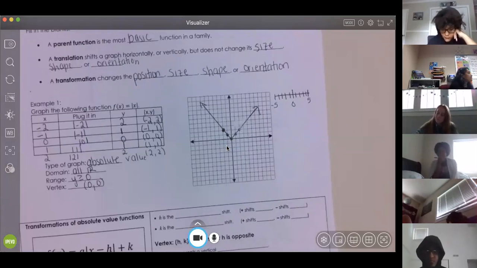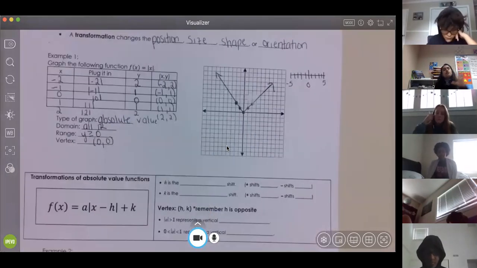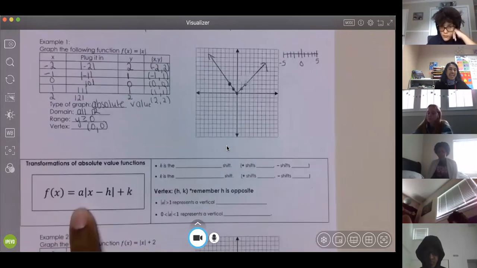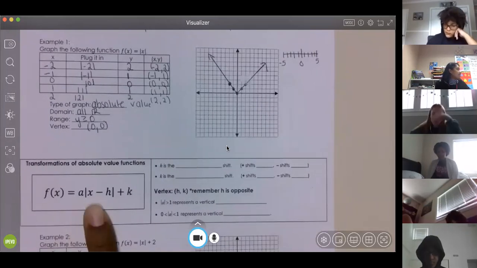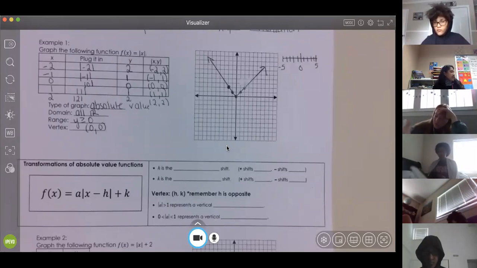All right, so that's your parent function, but like I said earlier, we're not just gonna stop at the parent function, we're actually going to translate the parent function today. So that means we're gonna move it up and down, left and right. So the generic formula for absolute value functions is f of x is equal to a absolute value of x minus h plus k. So what do all those variables mean? It can be a little bit overwhelming at first, but we're gonna just focus on 2 variables today, and that's gonna be the h and the k.